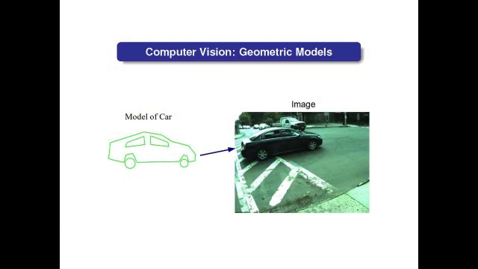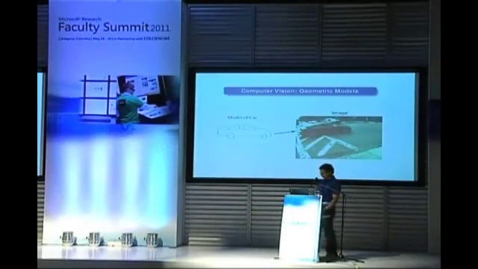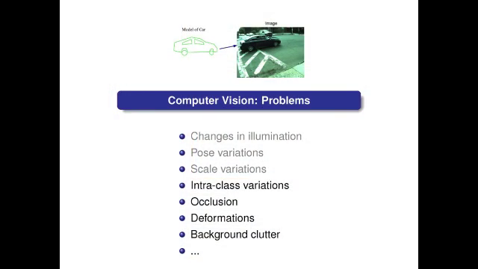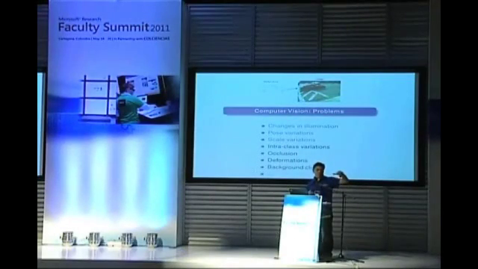Another typical approach in computer vision is called a geometric model. In this case, you have a 3D model, a CAD model, of what you want to detect, and then you try to match it in different poses in an image like this. Here you are more robust to changes in the pose of the target, but you also have problems, for example intra-class variation. If you want to detect a different type of car, you need a different model, so you have to have a specific model for every car. This doesn't scale well.